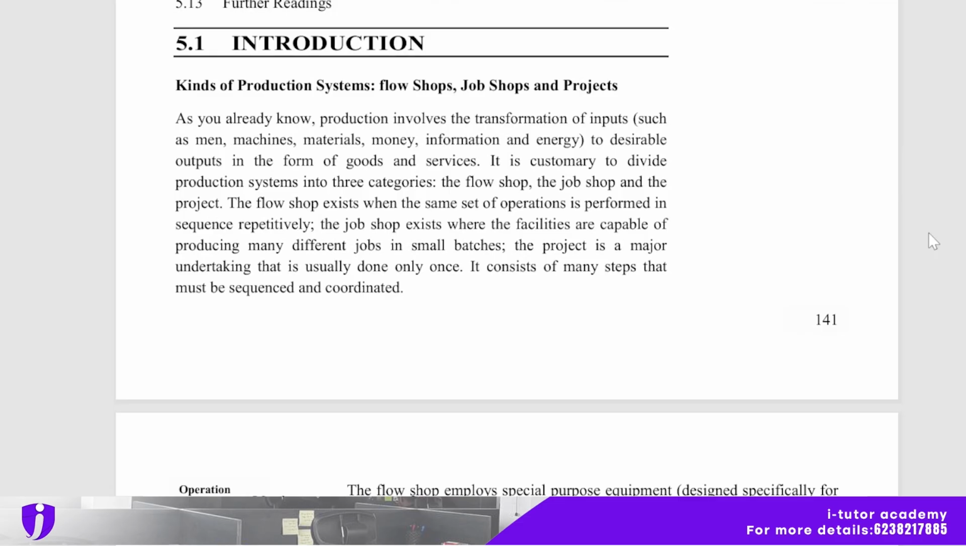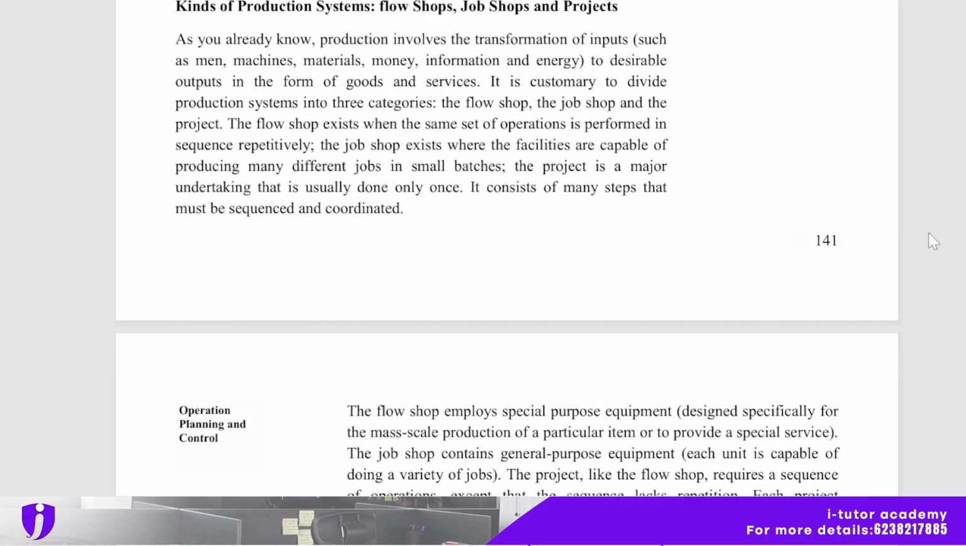Kinds of production system, that is flow shop, job shop, and projects. As you already know, production involves the transformation of inputs such as men, machines, material, money, information, and energy to desirable output in the form of goods and services. So it is customary to divide production systems into three categories: the flow shop, the job shop, and the project. The flow shop exists when the same set of operations is performed in sequence repetitively.